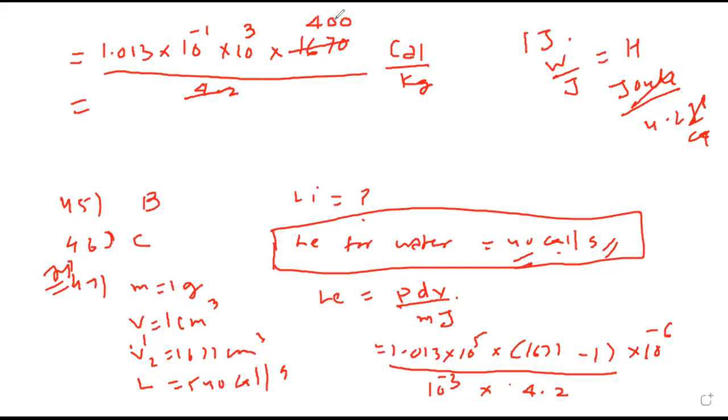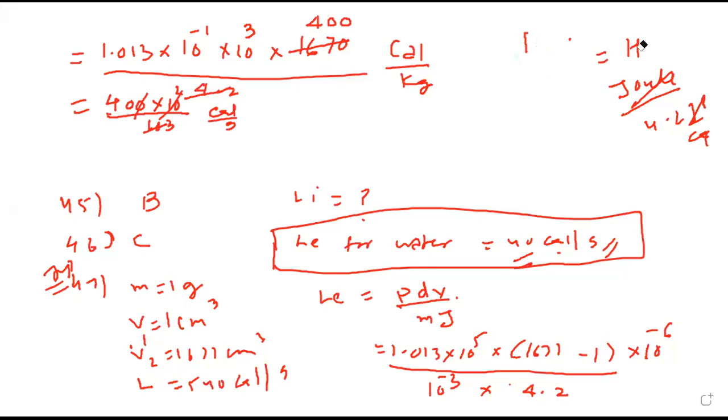Yes, sir. So you are getting 400 into 10 raised to how much? 2. Divide by 10 raised to 3 becomes gram. So how much we get? 40 or not? How much we got Le? 40 or not? Yes, sir.